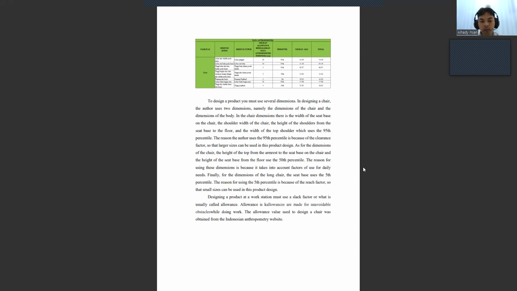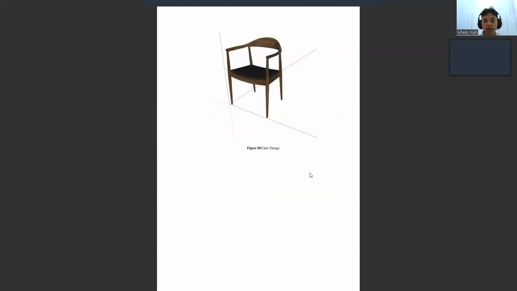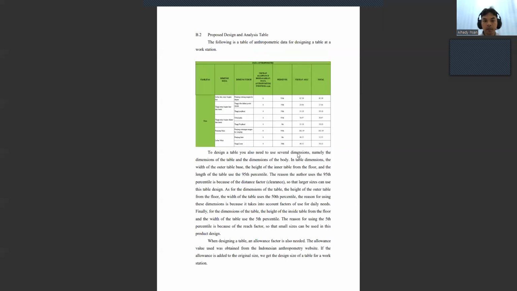Designing a product at a workstation must use a slack factor, or what is usually called allowance. Allowances are made for unavoidable obstacles while doing work. The allowance value used to design a chair was obtained from the Indonesian Anthropometry website. And this is the chair design.